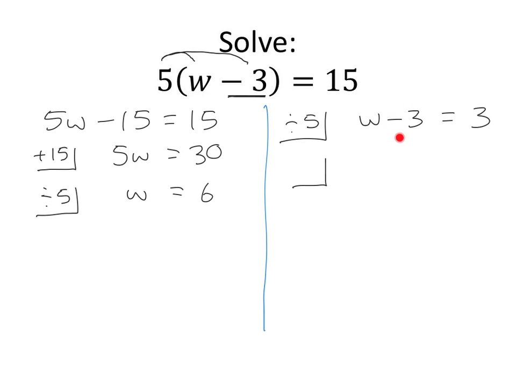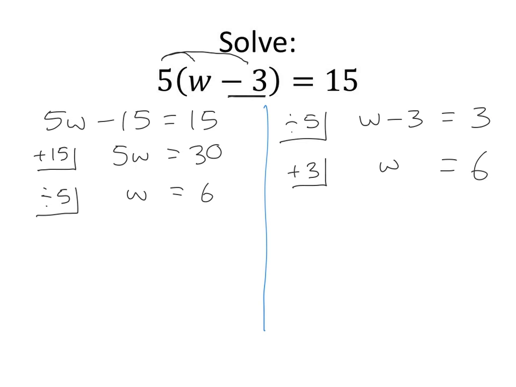The opposite of subtracting or taking away 3 is adding 3. And so that leaves me with w on the left hand side. If I add 3 to this side, it cancels out the minus 3. And when I add 3 to this side, it's going to leave me with 6. And so we can see we've got the same answer.